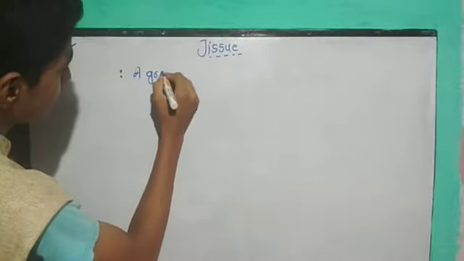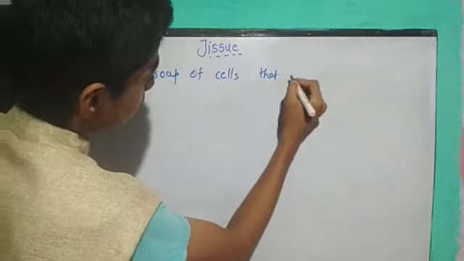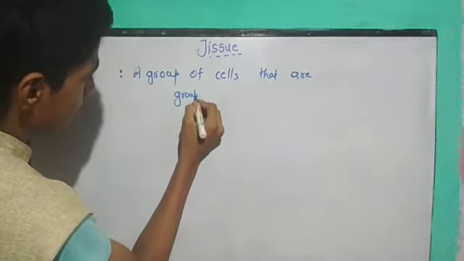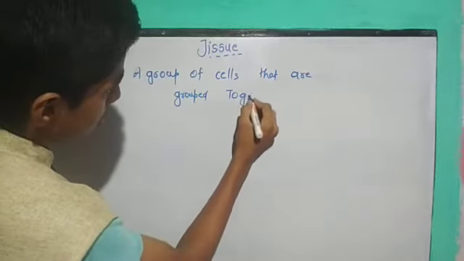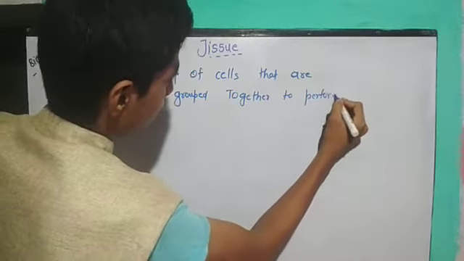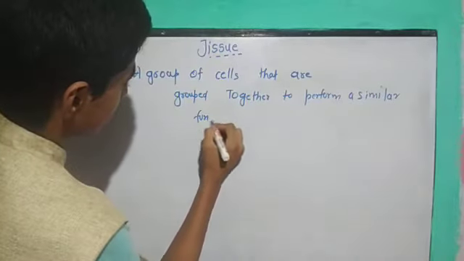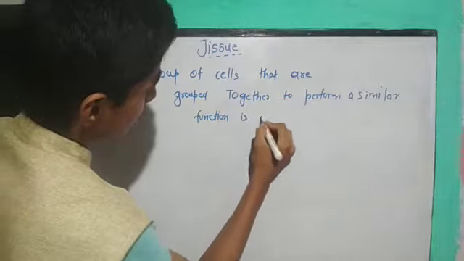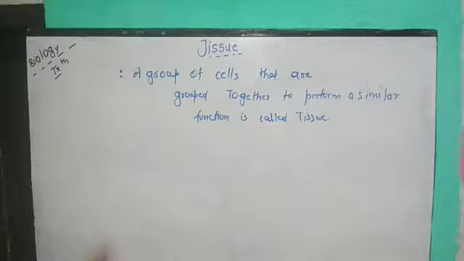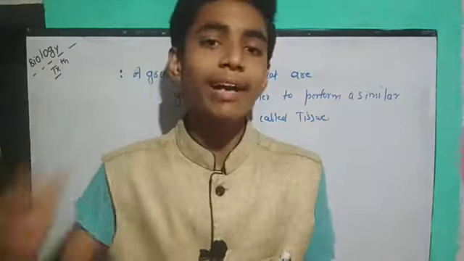A group of cells that are grouped together to perform a similar function is called tissue. So guys, here we got a very simple definition of tissue. Now let me tell you how we can make tissues.